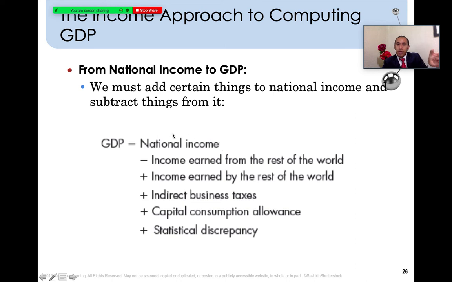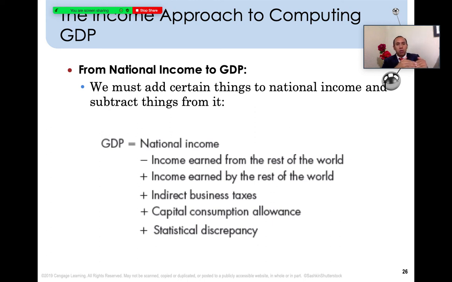So understanding that it's within this national income, then we can subtract income earned from the rest of the world plus income earned by the rest of the world. This is to kind of offset one another. If they're different, then we need to analyze them deeper. In a practice example, we may analyze those further. Gross domestic product is equivalent to the national income minus income earned from the rest of the world plus income earned by the rest of the world plus indirect business taxes plus capital consumption allowances plus any statistical discrepancy or any statistical adjustment that we need to make.